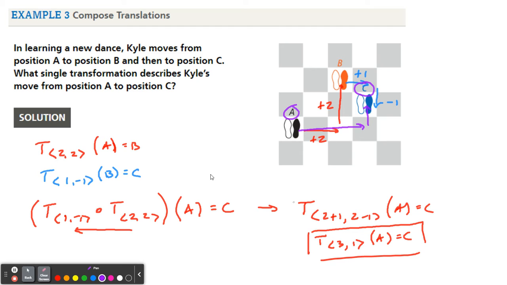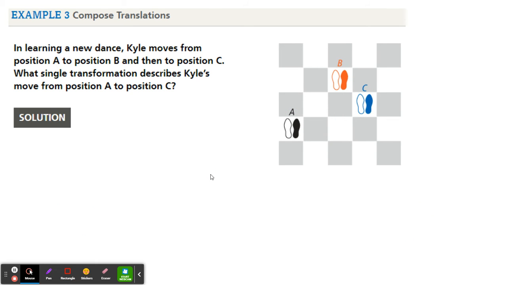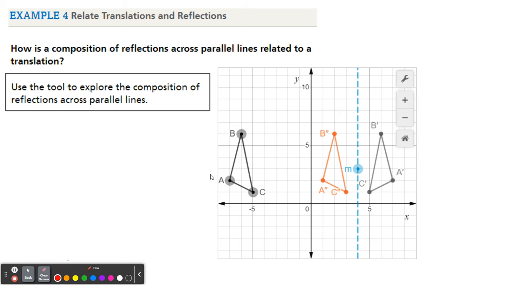Okay. And again, I think as we go through the sections, you're going to compose more than just translations. You might do a translation reflection, a reflection rotation. So as we get further along, more fun to come. Okay, next. How is a composition of reflections across parallel lines related to a translation? Here we go. All right, so we're going to take a look at this problem here.